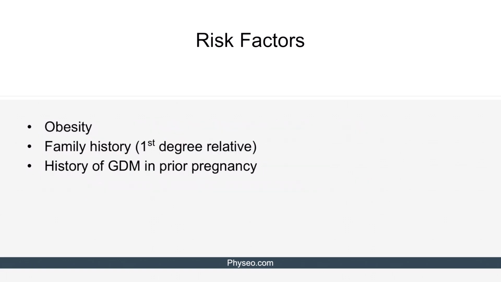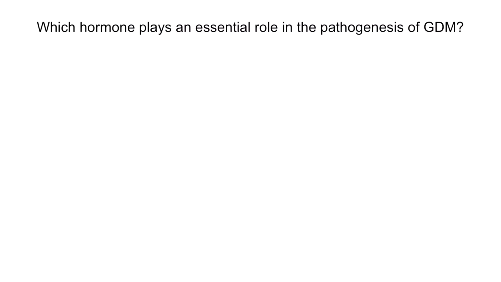Okay, moving on to risk factors. Obesity is a well-documented risk factor for gestational diabetes mellitus. Additionally, a family history of gestational diabetes mellitus in a first-degree relative contributes to a woman's risk for this disease as well. Finally, a history of GDM in a prior pregnancy also predisposes the patient to have this condition in the current pregnancy as well.